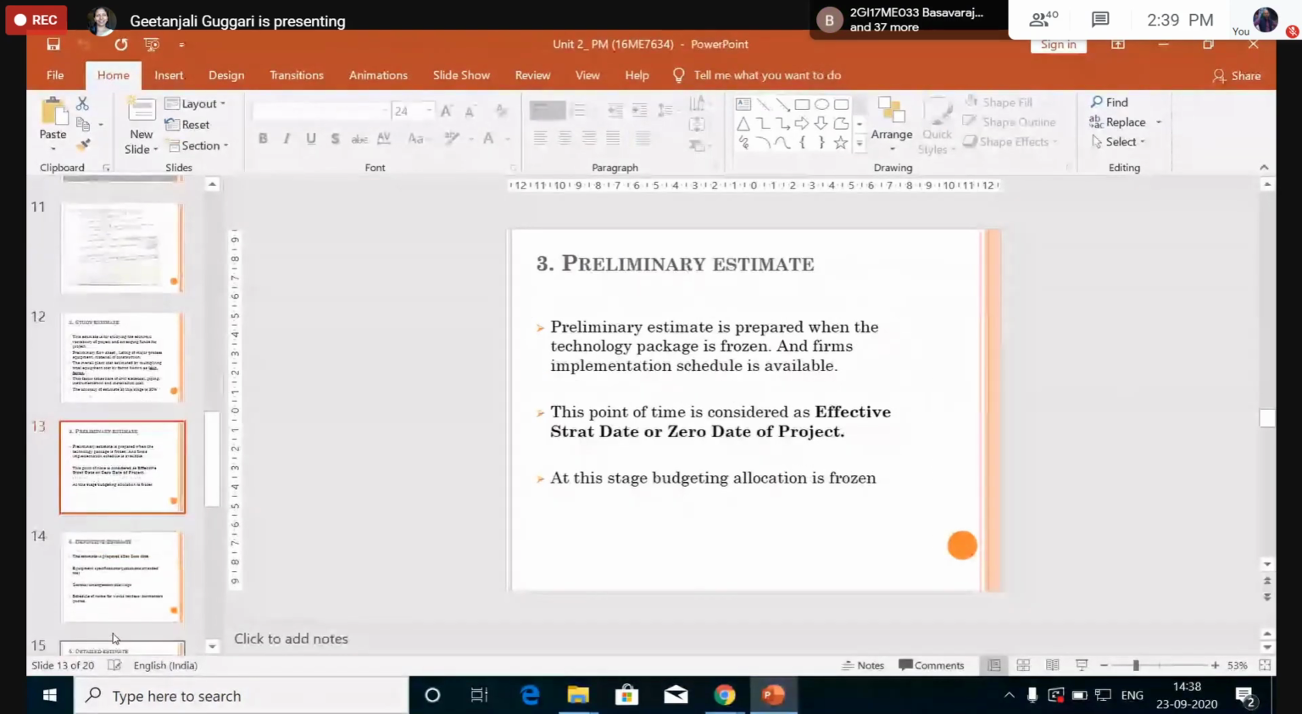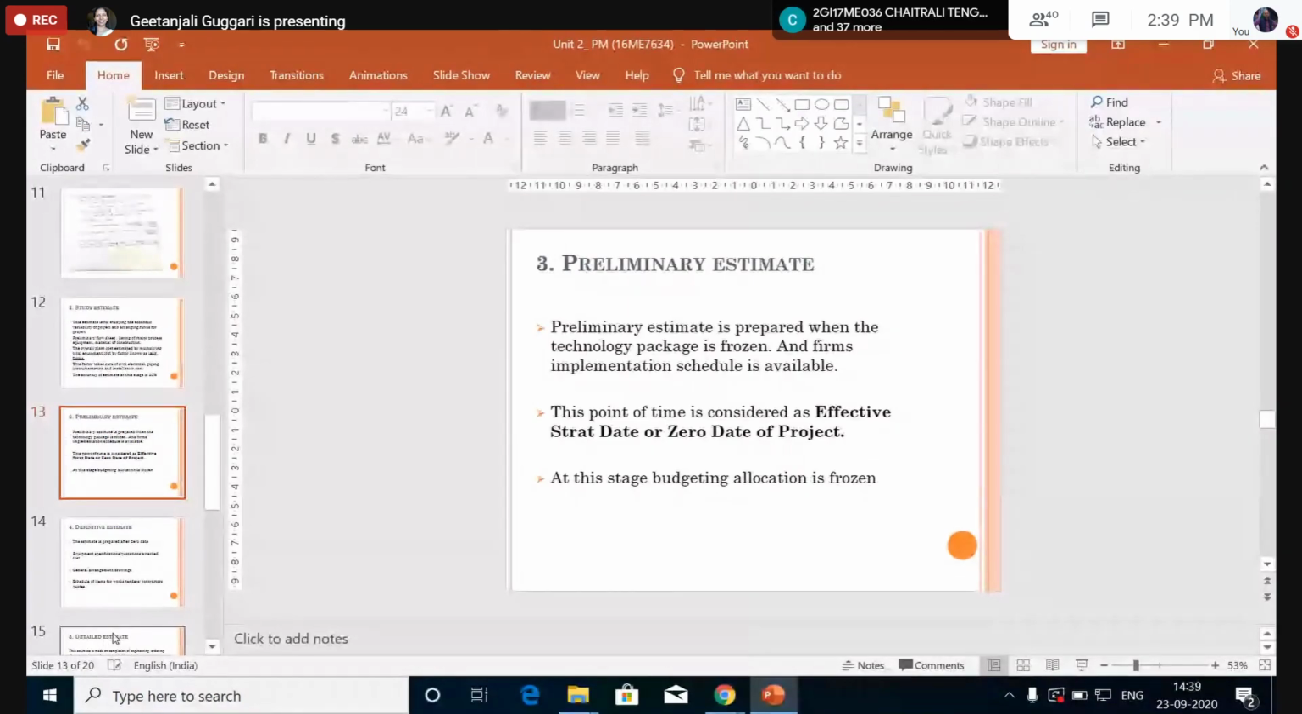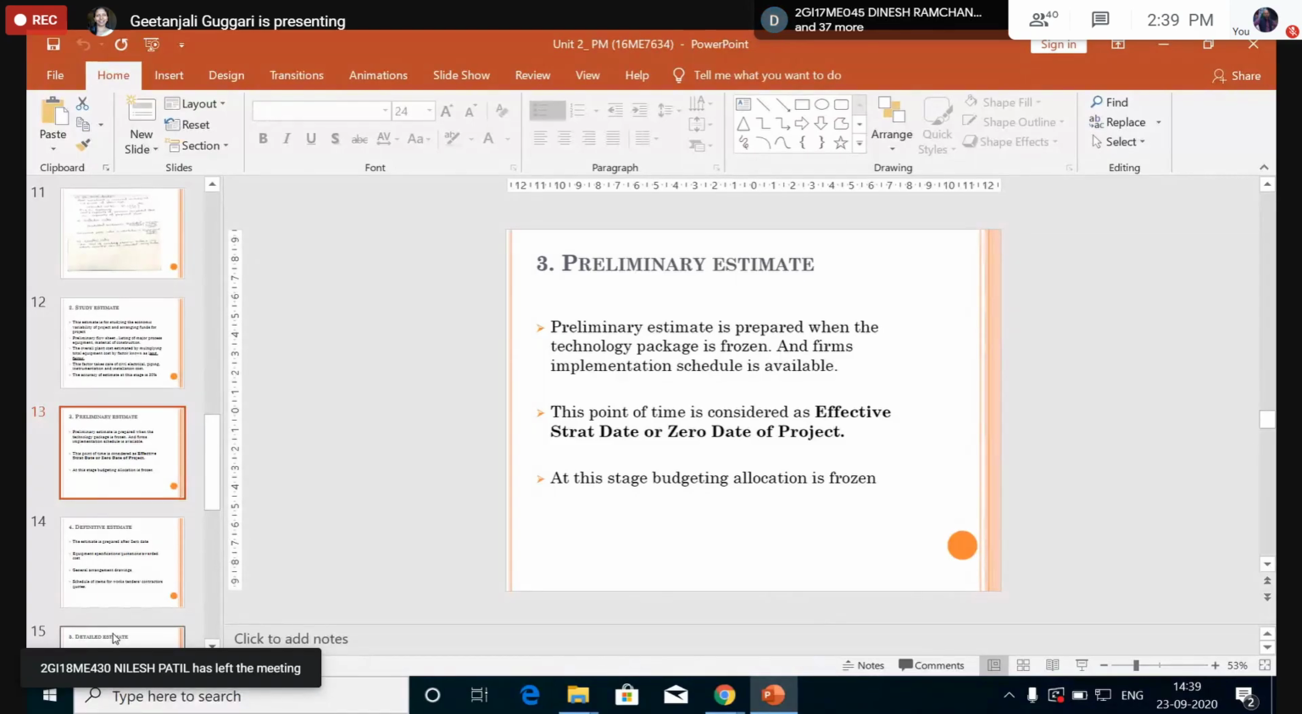The next one is the preliminary estimate. A preliminary estimate is prepared when the technology package is frozen. You have already decided on the technology you are using, and afterwards there is no change in the technology. At this stage, the cost estimation gives an accuracy level of plus or minus 20%. During this phase, the technology package is frozen and the firm's implementation schedule is also available.